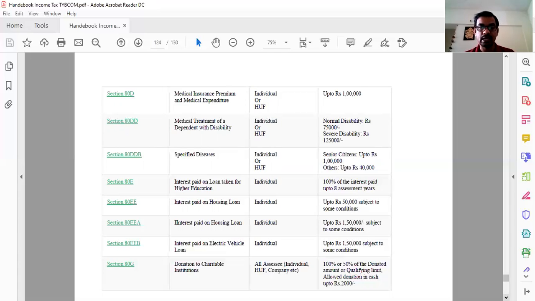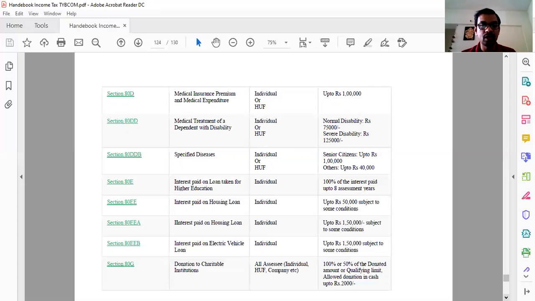It is applicable in case of individual as well as HUF. In case of senior citizen, up to rupees 1 lakh is deductible, and in case of others, means less than 60 years of age, it is deductible up to rupees 40,000. Understood? The next one is section 80E.